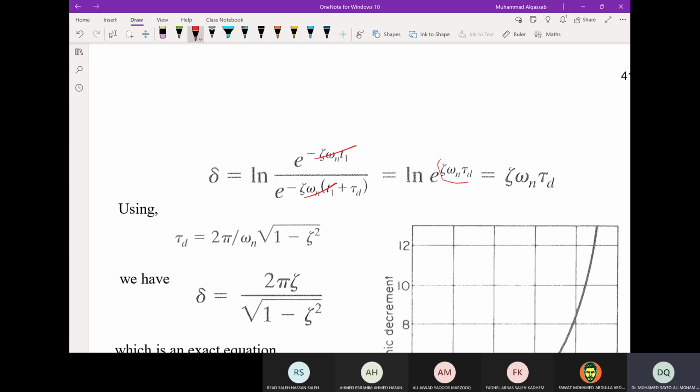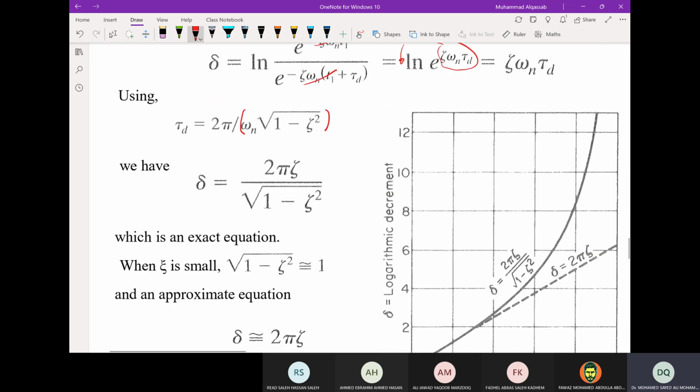You multiply the power in front of ln. Then ln of e is 1. And this will reduce so that delta equals zeta omega n tau d. Tau d is 2 pi divided by omega d for underdamped. So when substituting for tau d, we get delta equal to 2 pi zeta over square root of 1 minus zeta squared. So this relationship is independent of time. Delta is only dependent on zeta.